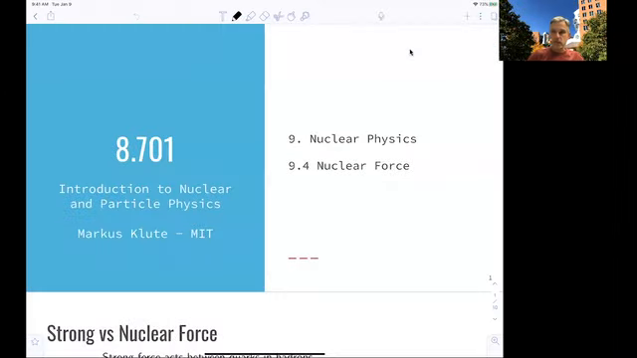Welcome back to 8701. So we continue our discussion of nuclear physics, and in this lecture, we talk about the nuclear force. Now, in the last lecture, we saw that nuclei are bound together, and we were able to calculate, using an empirical model, the binding energy of various nuclei. Now, the question remains, what is actually binding those nuclei together?